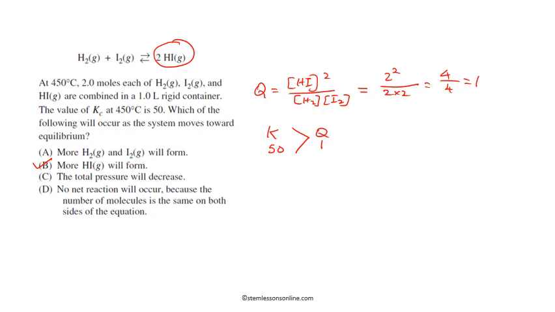More H2 and I2 will form is wrong because the system is shifting towards the right. The total pressure will decrease: the total pressure, it's 1 and 1 here, 2 moles here, 2 moles here, so we cannot go with that either. The pressure is not going to make a difference here. No net reaction will occur because the number of moles is the same, okay, so that is not the right answer either, because the equilibrium is shifting towards the right as per the K value and the Q value.